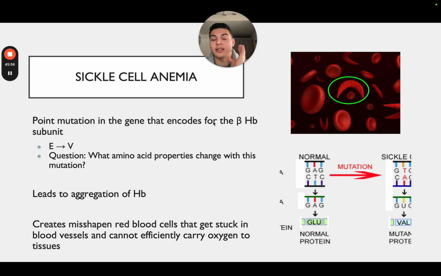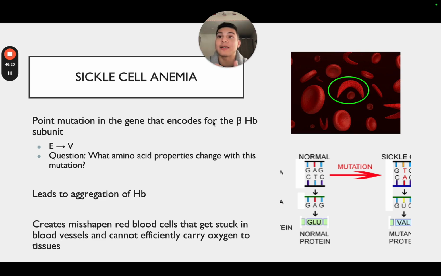But essentially, the glutamate is negatively charged, and the valine has no charge at all. So you're turning it from a negative charge to a neutral charge. So you can think of what some of the results might be. What favorable interactions do you lose that stabilize hemoglobin's shape? Well, glutamate's negatively charged. The histidines are positive.